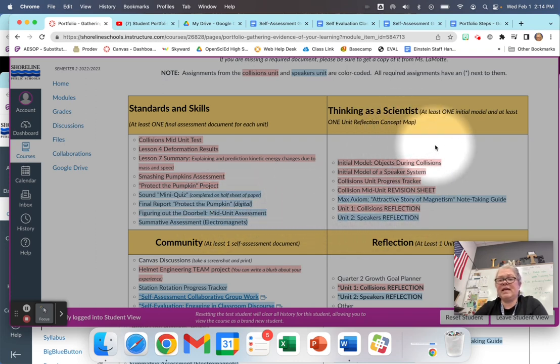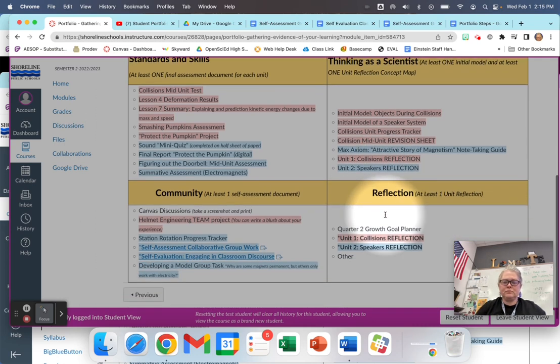For the thinking as a scientist, you need to have at least 1 initial model, and you need to have at least 1 unit reflection concept map. And that is the box that you're going to fill out. You're going to learn more about that shortly, but you need to have at least 1 of them.